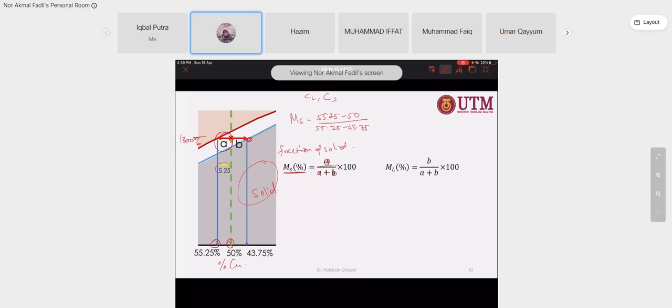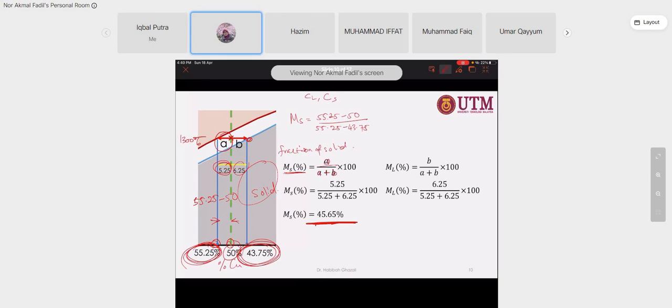So how to get 5.25? It is 55.25 minus 50. This value minus this, you can get this length. And then the total length is 55.25 minus 43.75, or you can add between this and this. So you got this fraction.